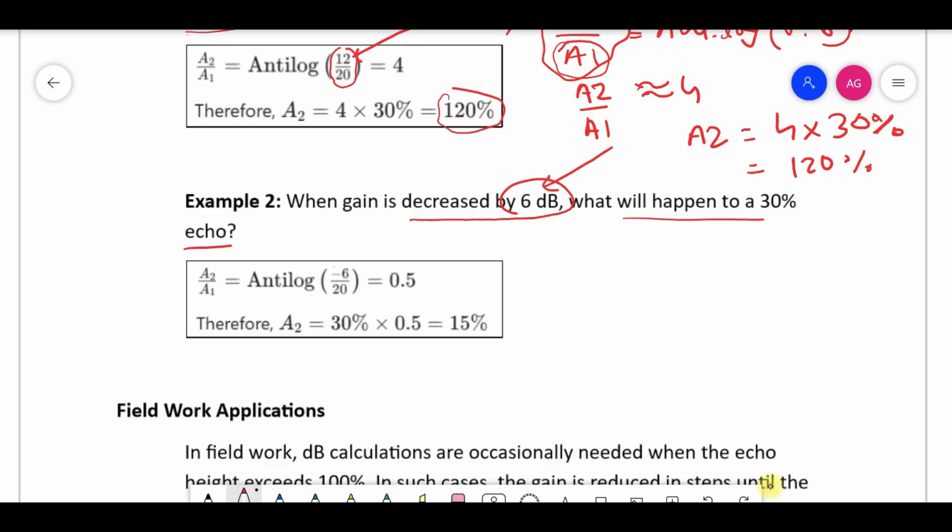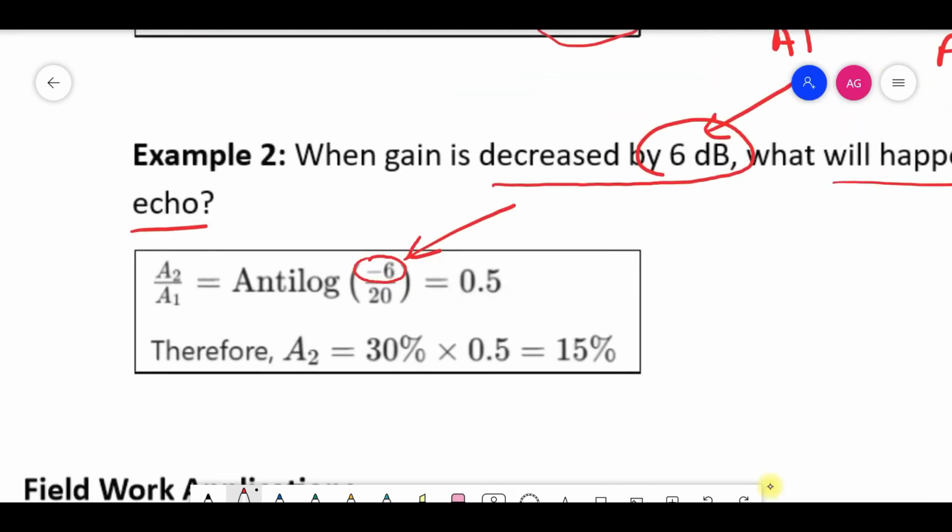In this case, you will have to take the value of dB, and 6 is written as antilog of minus 6/20. When the word decrease is written, you will have to take the minus. So minus 6/20 gives minus 0.3. You will have to take the antilog of minus 0.3. If you take its antilog, the answer will be 0.5. So this is the answer given.